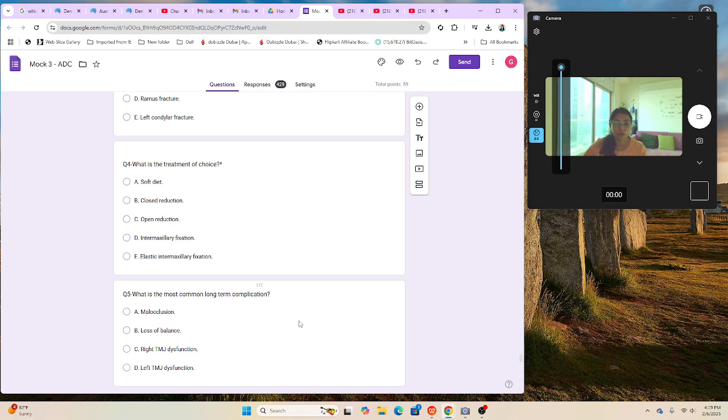What is the most common? TMJ dysfunction. Loss of balance and malocclusion are common, but the most common is TMJ dysfunction. Which side TMJ dysfunction? The same side where the fracture has happened. Which side fracture has happened? The left side. Hence the answer, the left TMJ dysfunction. Understood? This is how you solve the question.